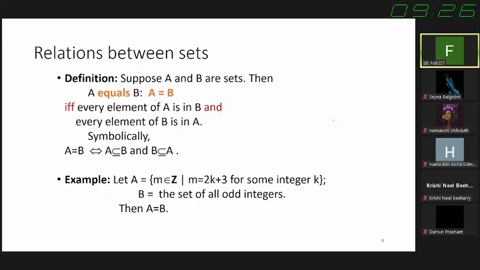Okay, let's move on. A equals B if every element of A is in B and every element of B is in A. This is called symbolic equality, and it is extremely important. So how do we represent this? Whenever you want to prove equality, remember that all the time, because many questions in the exam and in the test ask you to prove that the set A is equal to the set B.